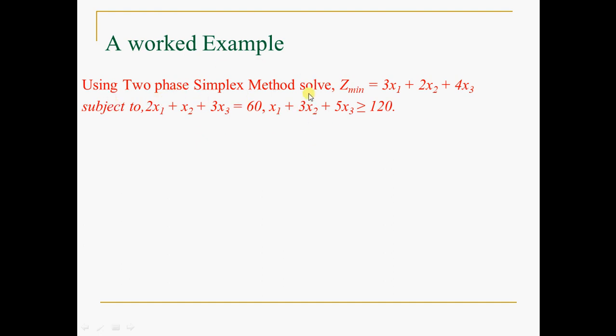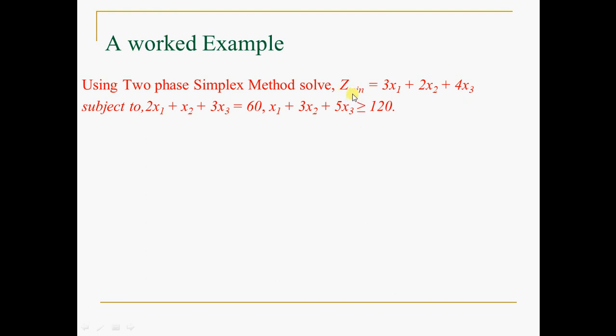Using the two-phase simplex method, solve Zmin equals 3x1 plus 2x2 plus 4x3 subject to 2x1 plus x2 plus 3x3 equals 60, x1 plus 3x2 plus 5x3 greater than or equal to 120. Of course, x1, x2, x3 are greater than or equal to 0. Before going to the solution, let us see the objective function. Please note the objective is minimization here. Zmin, it is not Zmax.